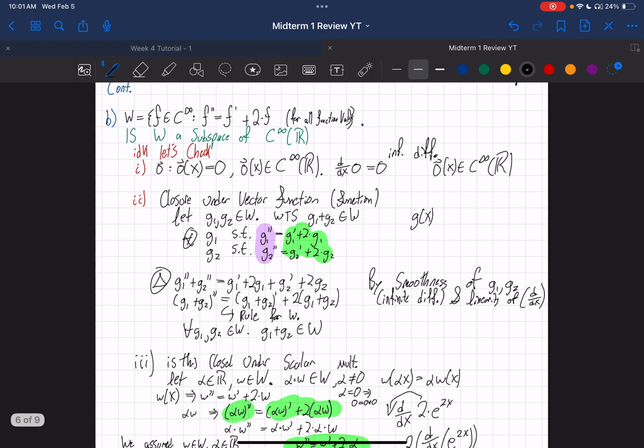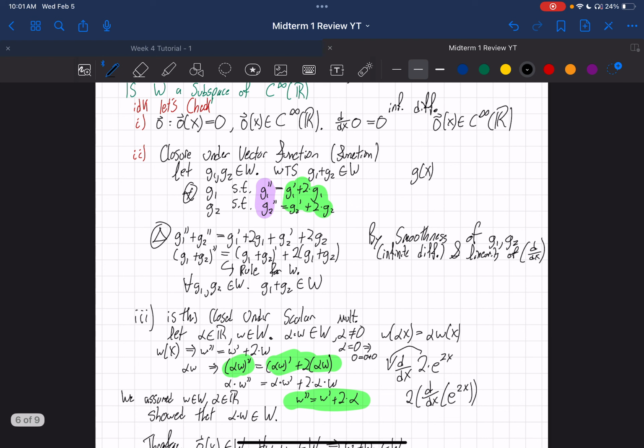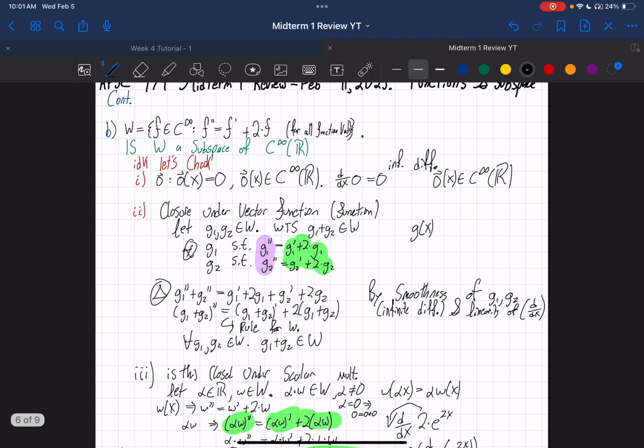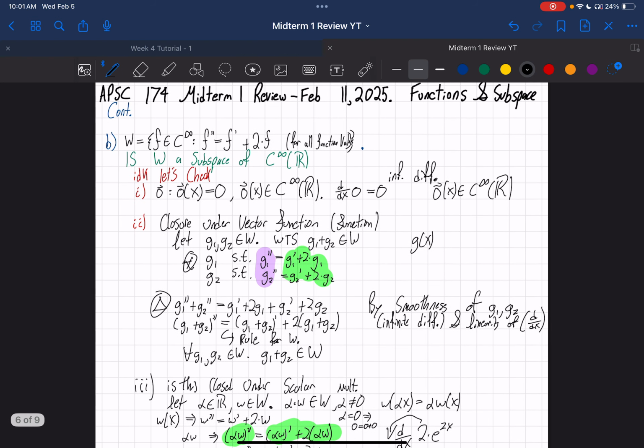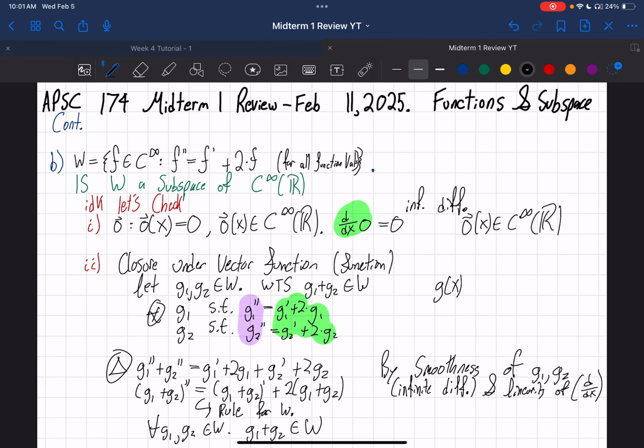Now we did this a little loosely. We also showed we have closure under our vector addition simply by the linearity of the thing in our vector space. So the reason that C infinity is a vector space is because at the end of the day, the derivative is a linear operator.